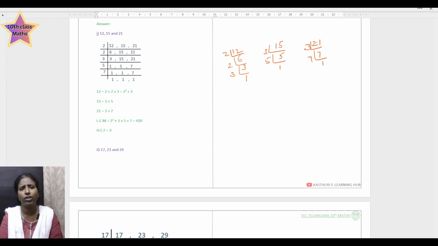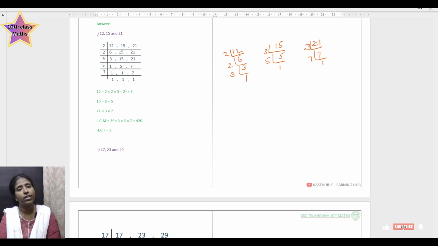How do you do all at a stretch? Firstly, take 2, whichever is divisible. 2 6s are 12. 15 is not divisible by 2, so you write the 15 as it is. Then 21, not divisible by 2, so you write it as it is. Then we go with 2 again, because 6 is divisible by 2. So 2 3s are 6. And 15, 21 are not divisible, so write them as it is in the next step also.